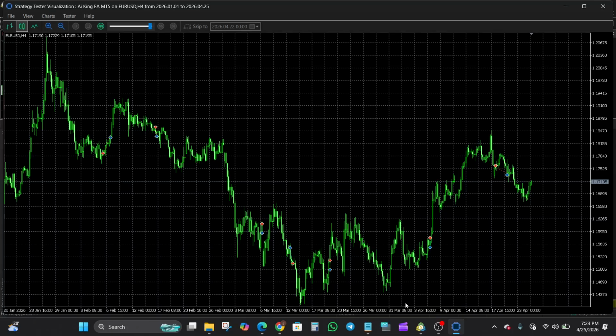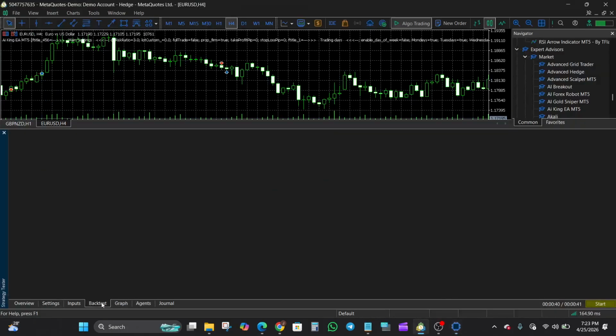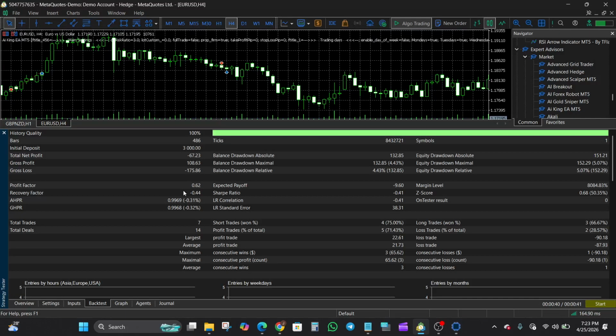Okay, so we are going to be heading over to the results now so that we can see how the EA performed over the period of 3 months and 3 weeks plus. We had an initial deposit of 3,000 US dollars. Net profit is minus $67.23. Okay. There were just 7 total trades. Short trades were 4, 75% win rate. Long trades were 3, 66.67% win rate. Now remember that these are just historical backtest results, okay, not guaranteed future results.